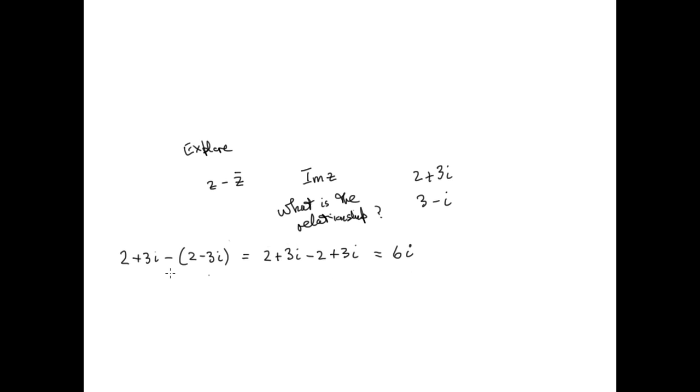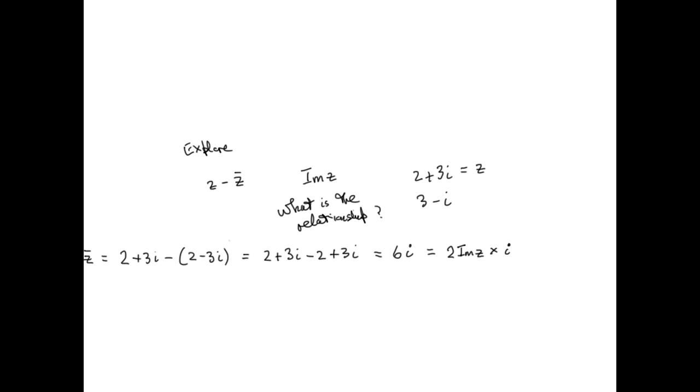Now you have to be a bit careful here when you're working out a relationship. If we call 2 plus 3i the complex number z, then z minus z bar is this. Call this z. Then the imaginary part of z is the real number 3. So this real number 6 is twice the imaginary part of z. But we've still got a times i sitting there. So you may have got confused there.